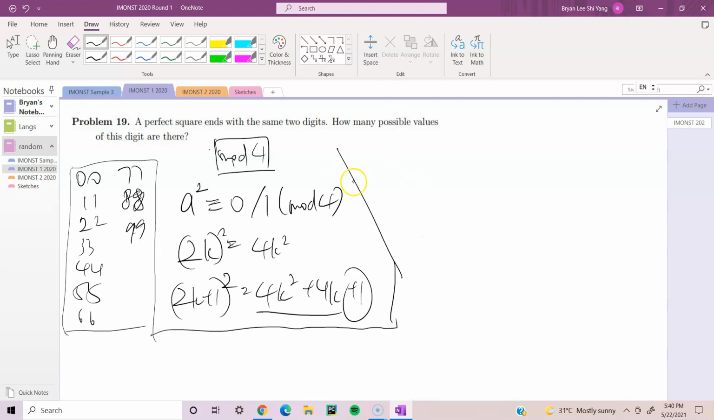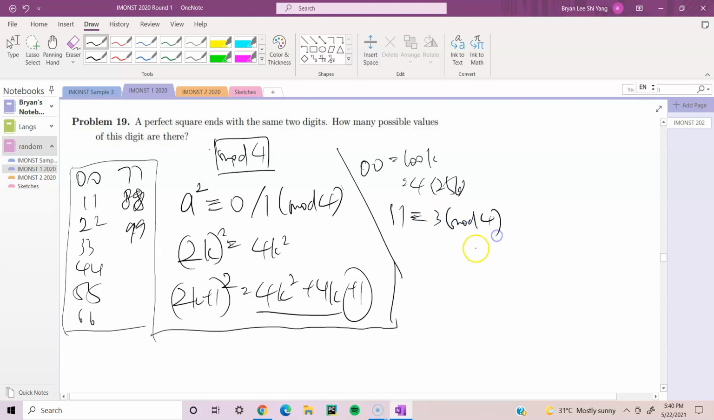Okay, now for 00, it is obviously a multiple of 4 because 100k is 4 times 25k, right? So 11 will be congruent to 3 mod 4. And then I'll just use these two apostrophes to represent mod 4. 22 will be congruent to 2 mod 4, 33 will be congruent to 1 mod 4, then 44 will be congruent to 0 mod 4.